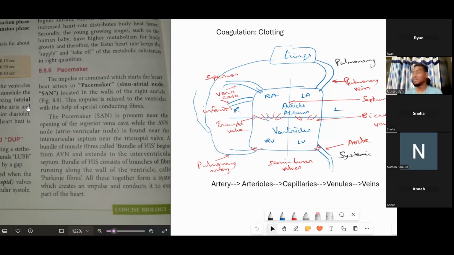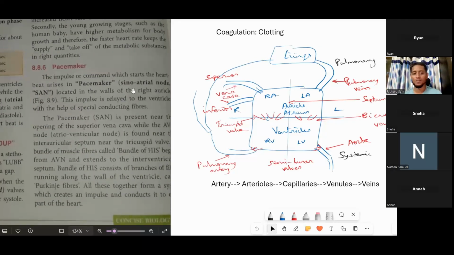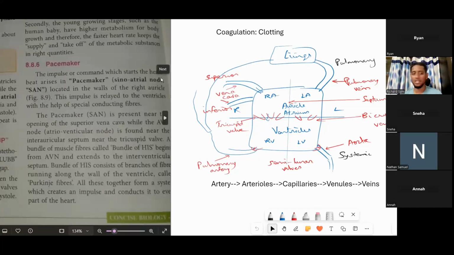Okay? Now a pacemaker is divided into four parts. Okay, the first part of the pacemaker is the main part, which is called the SAN, sinoatrial node. Okay, it is located in the walls of the right auricle. Okay, where's the right auricle? Here. So on the walls of the right auricle, you have the main part of the pacemaker, which is called the sinoatrial node. That's where the electrical impulses are generated from. It starts over here. Okay, so when the electrical impulse is generated from here, both the auricles will contract. That's the first impulse that causes the auricles to contract.